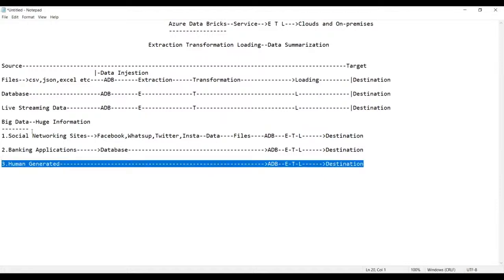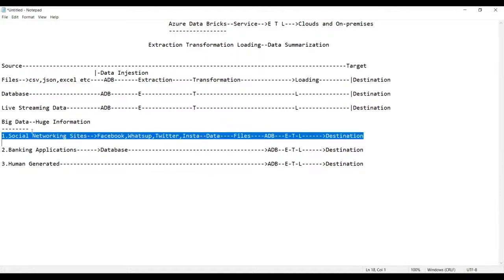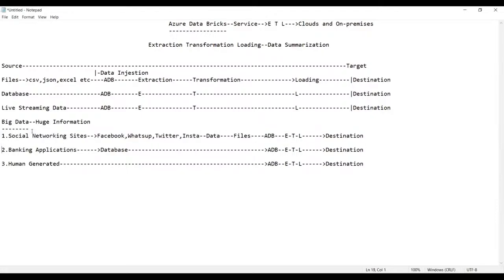Okay, guys. So human generated data, social networking sites. We can get the data from social networking sites, banking applications, human generated data. These are the various things you have. Getting my point, everyone?